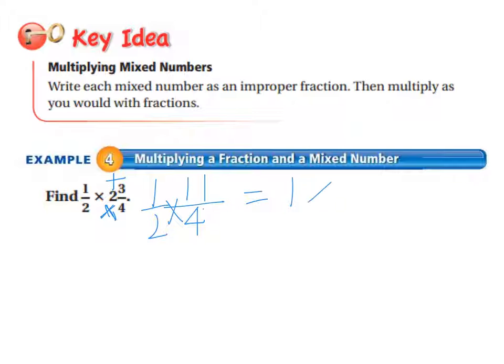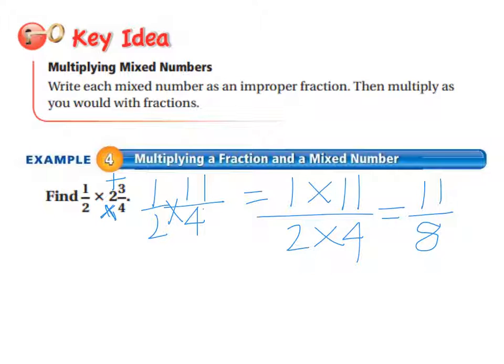That's the same as 1 times 11, multiplying my numerators, and 2 times 4, multiplying my denominators. I don't see any common factors there, since 1 and 11 are both primes, so I'm just going to multiply across, and I will get 1 times 11 is 11, and 2 times 4 is 8, 11/8, which is still improper, and it would be best for me to get that back into a mixed number.